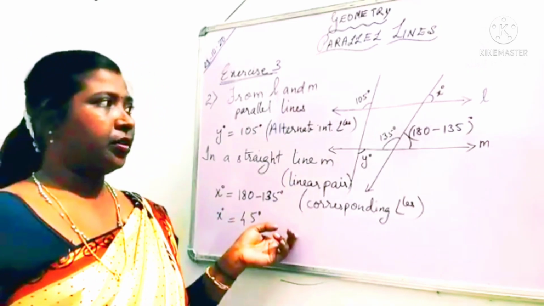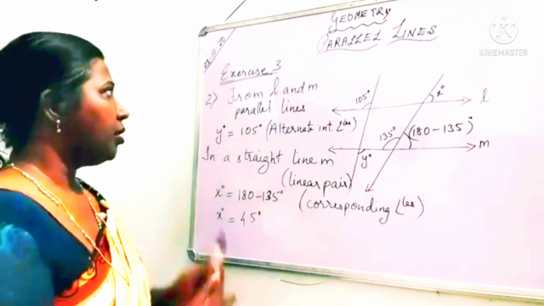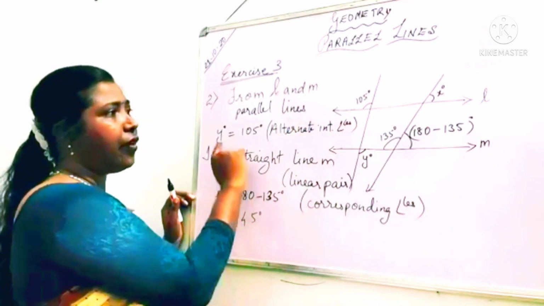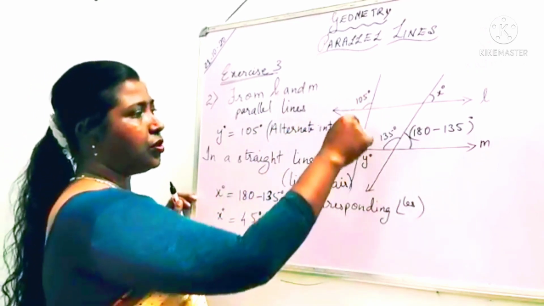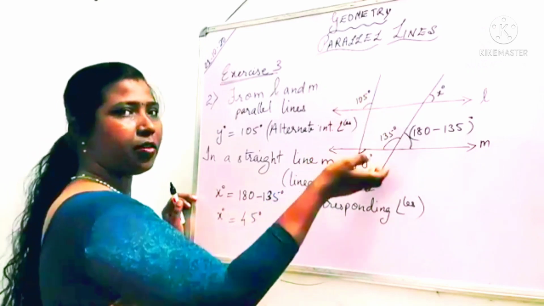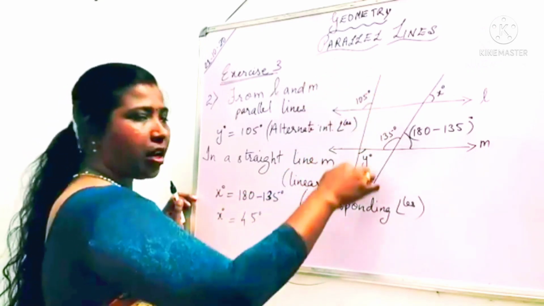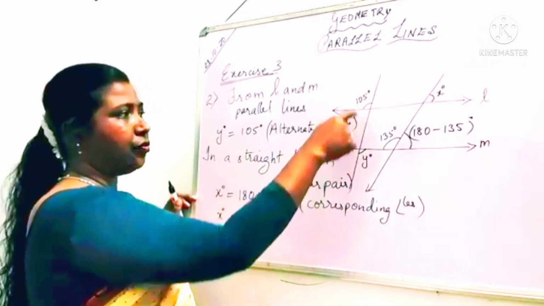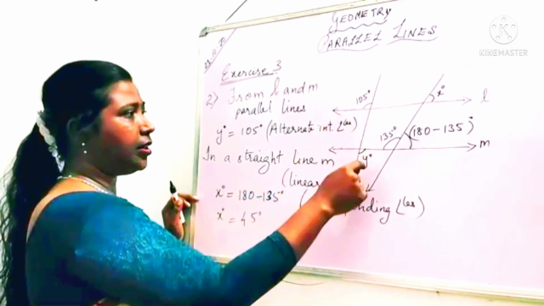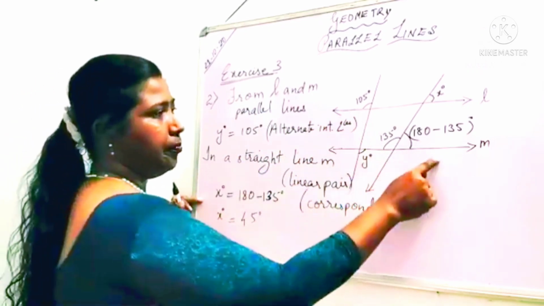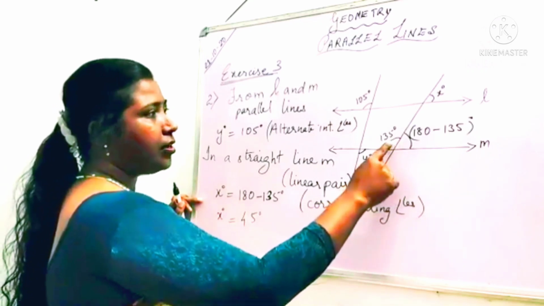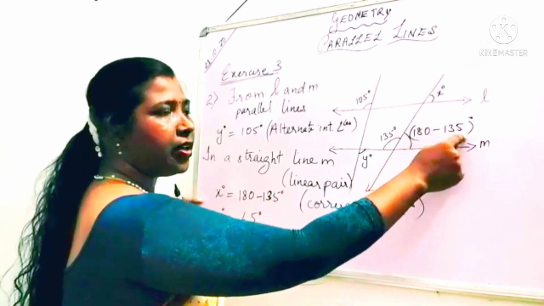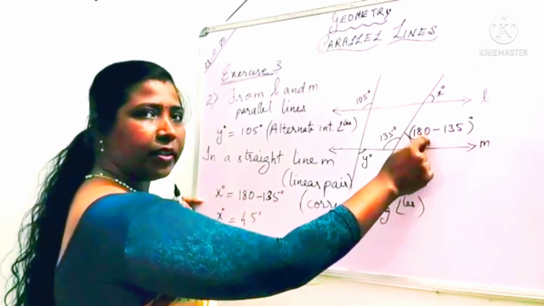I hope you understood. Again I am repeating, from L and M, parallel lines are there. In that, Y degree we are finding because it is simple. This is a transversal, no? In the opposite of the transversal, that will be alternate interior angles. So Y degree is equal to 105 degree, alternate interior angles. In straight line M, you can see 135 degree is there. If it is a linear pair, then we can write 180 minus 135 degree.